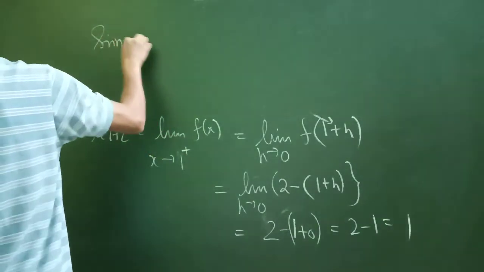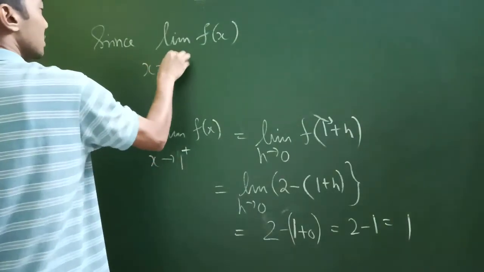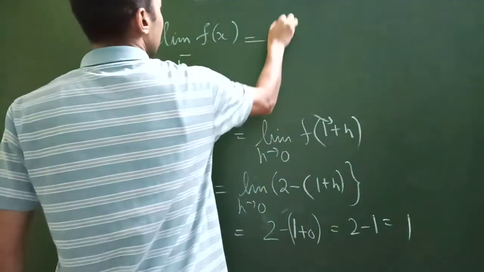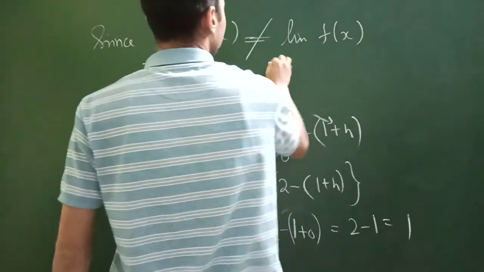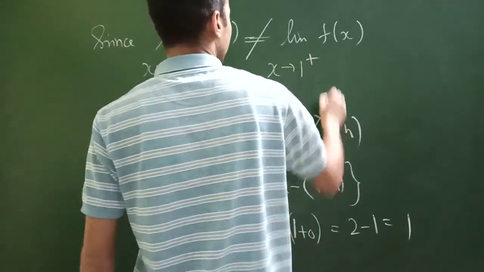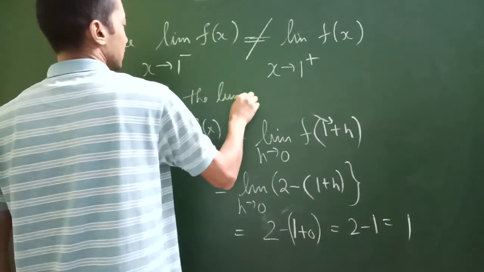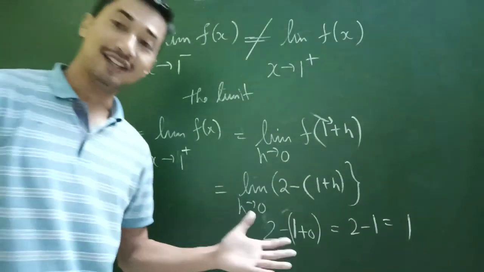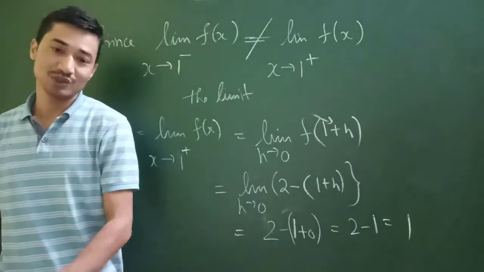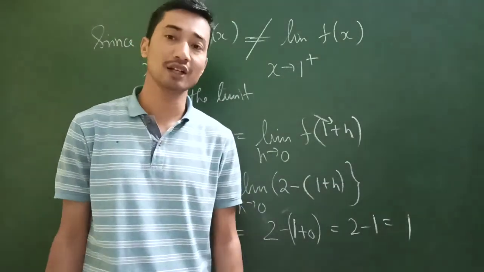Since the limiting value of the function as x approaches 1 from the left hand side is not equal to the limiting value of the function as x approaches 1 from the right hand side, the limit does not exist.